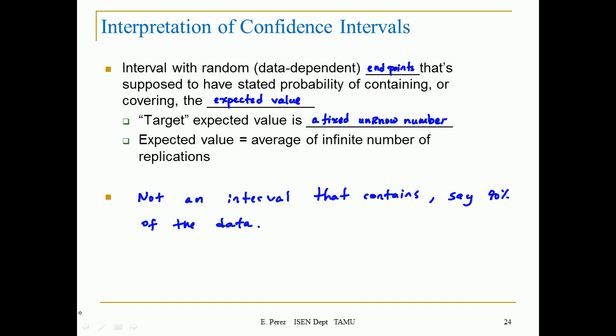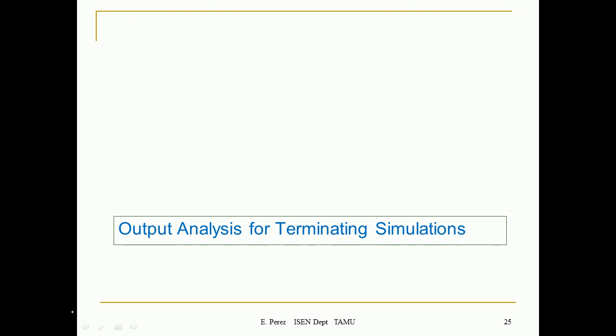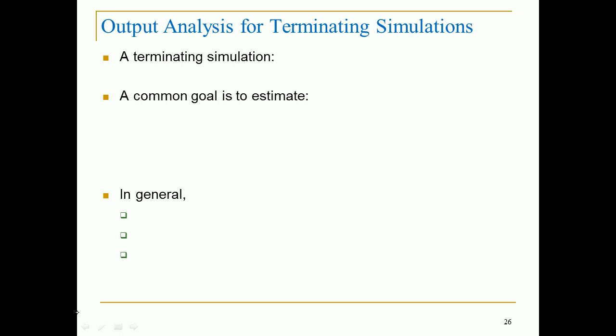So that being said, now we can transition to output analysis for terminating simulations. Again, we have two types of simulation, terminating and non-terminating. I'm going to start by discussing how to analyze the output of a terminating simulation. We know that a terminating simulation runs over a simulated time interval, which goes from 0 to TE, and TE is the time of the last event.